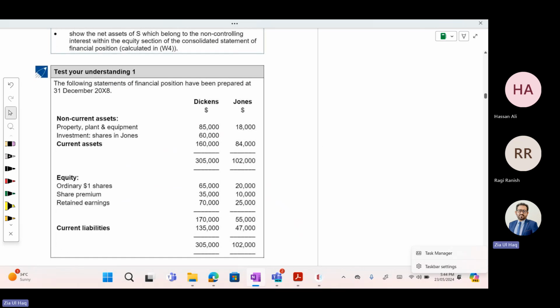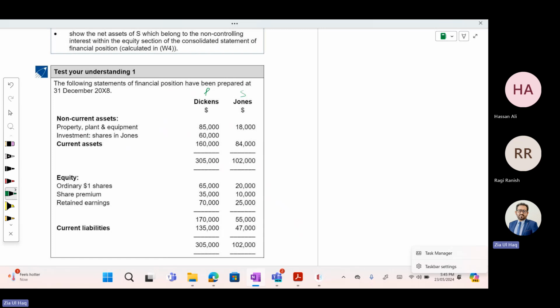The following statements of financial position have been prepared at 31st December 20x8 for Dickens and Johns. Property, plant and equipment value for both is given. Investment: shares in Johns. Who made the investment in whom? Dickens made the investment in Johns. This means Dickens is the parent company and Johns is the subsidiary.